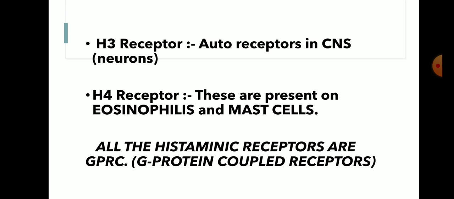So these are the basic four receptors which are distributed in the human body. The note is that all the histaminic receptors are GPCRs, which are G protein coupled receptors.